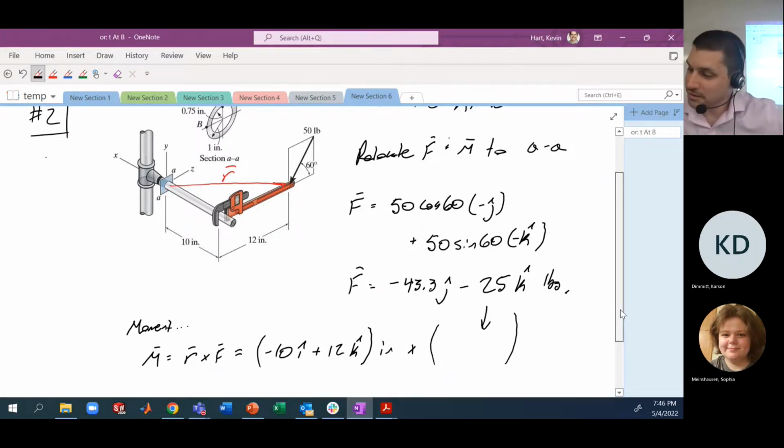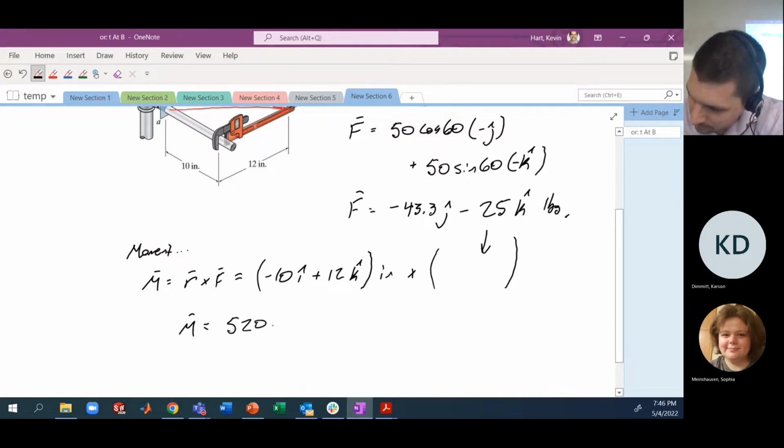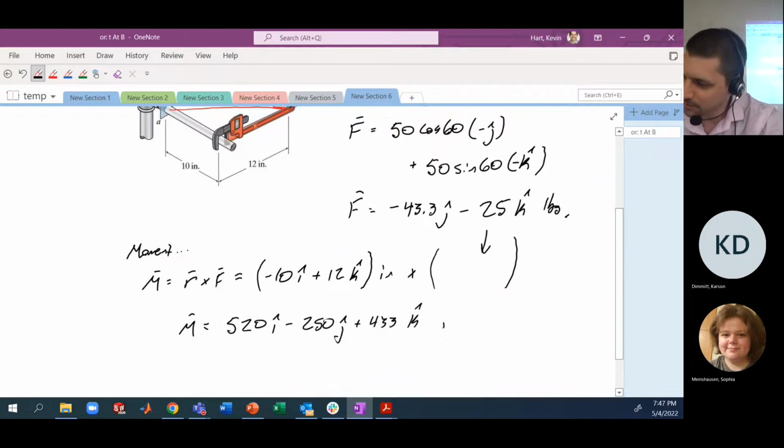Okay, so do your cross products, execute them well, draw yourself the determinant form if you need to, whatever you've got to do, and you'll have 520 i hat minus 250 j hat plus 433 k hat. And this is going to be inch-pounds. How are we doing on all that?